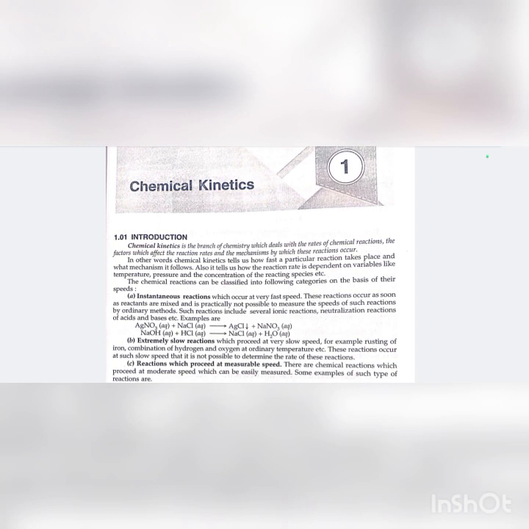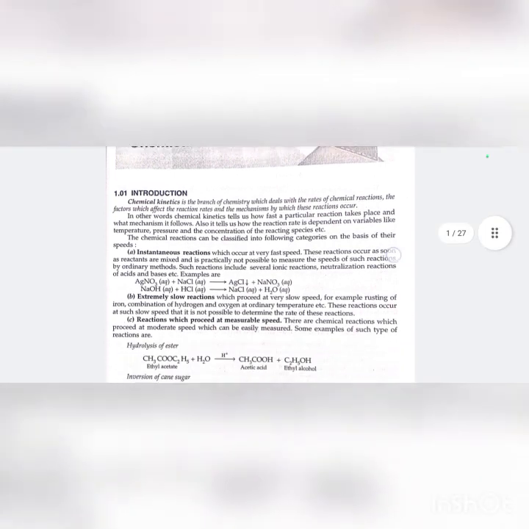The chemical reactions can be classified into the following categories on the basis of their speeds. First is instantaneous reactions. The reactions which occur at very fast speed. These reactions occur as soon as reactants are mixed and it is practically not possible to measure the speed of such reactions by ordinary methods. Such reactions include several ionic reactions, neutralization reactions of acids and bases, etc. Examples are AgNO3 plus NaCl gives AgCl plus NaNO3.